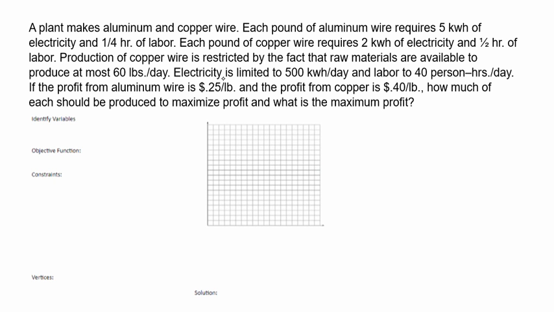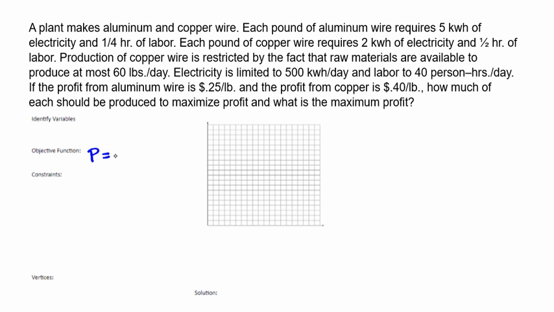Electricity is limited to 500 kilowatt hours per day and labor to 40 person hours per day. If the profit of aluminum wire is $0.25 per pound and the profit of copper is $0.40 per pound, how much of each should maximize profit and what is the maximum profit?